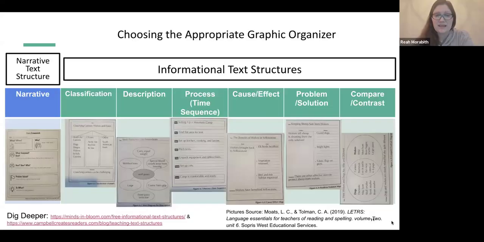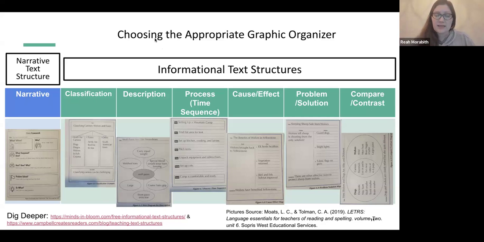Yeah, absolutely. And then the same goes for the type of text that you're using. So narrative text structure is pretty uniform across the board with any narrative text, whether it's nonfiction or fiction. You have the basic storyline, and so you can use the same graphic organizer across those stories.